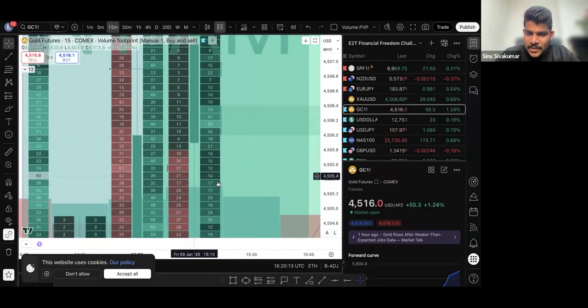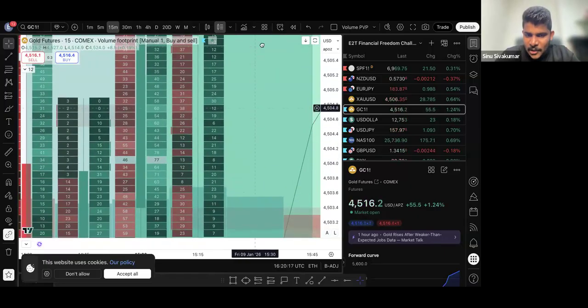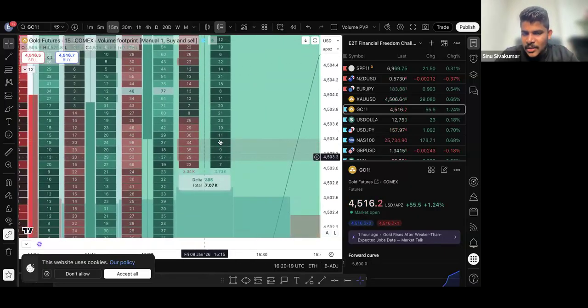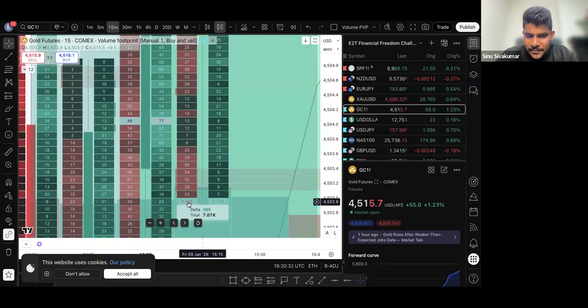And you can also see we slowly started with the buyers. Buyers were not pushing the market up, just 9 lots and 20 lots on average. But net delta, which means if you subtract 3.34 from 3.73, the sellers' volume and buyers' volume, you will get the net delta, which means only 395 lots of actual buyers were there.